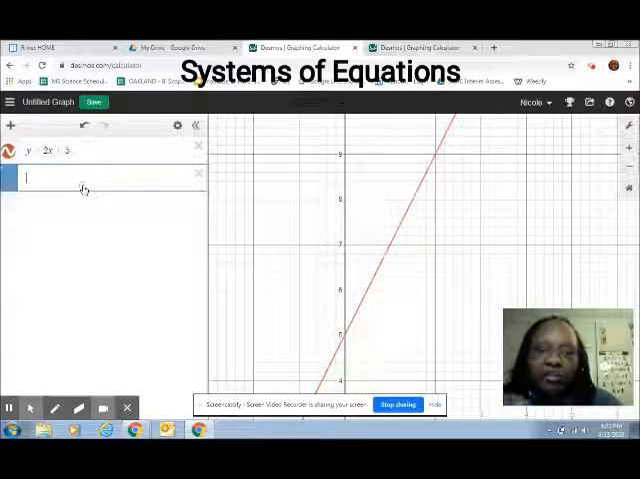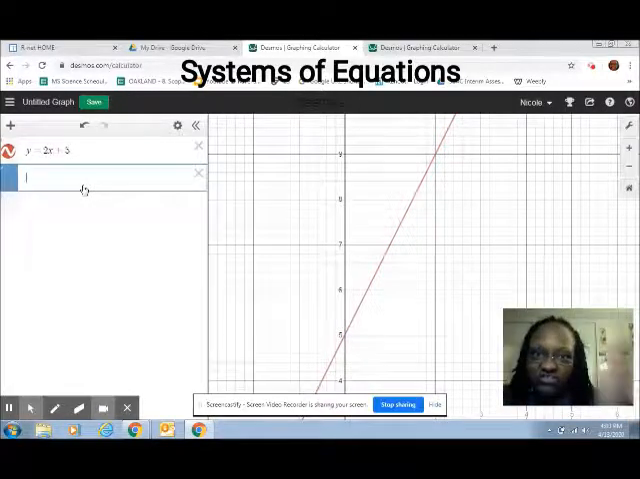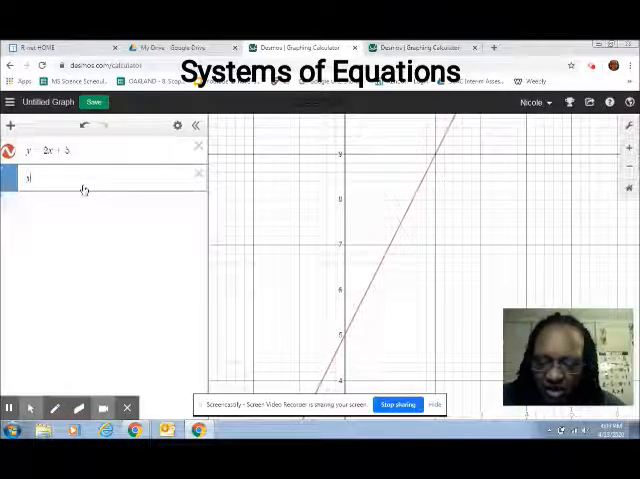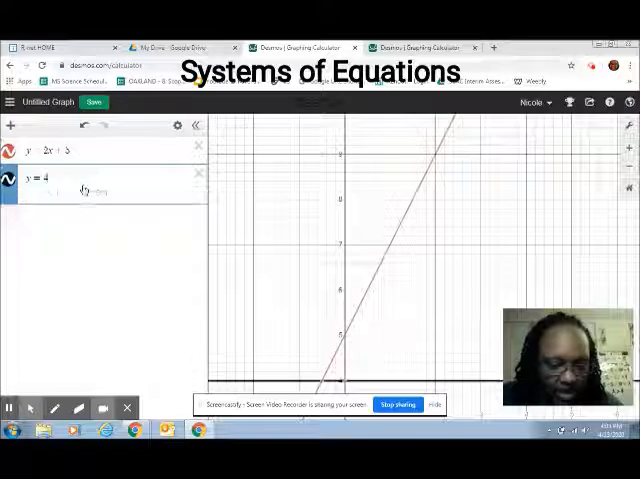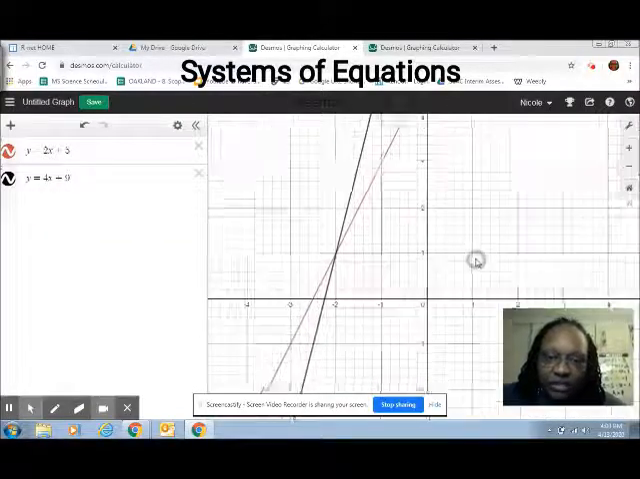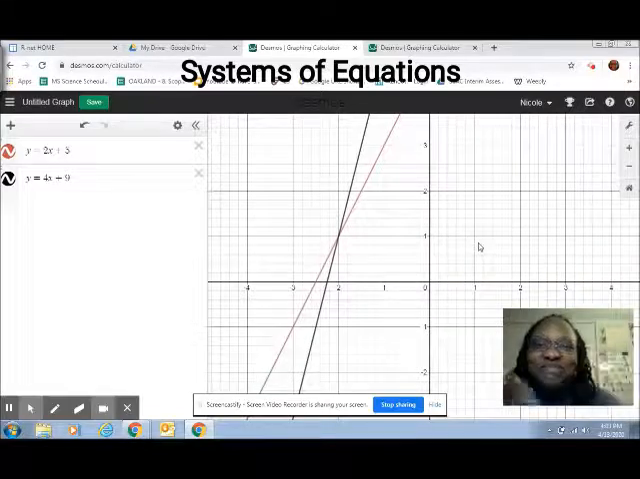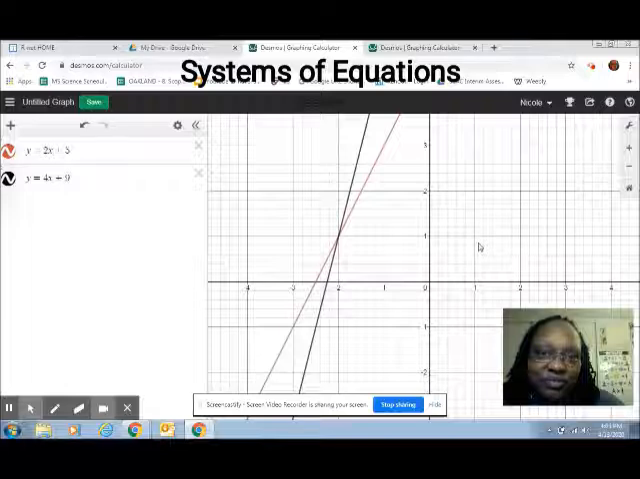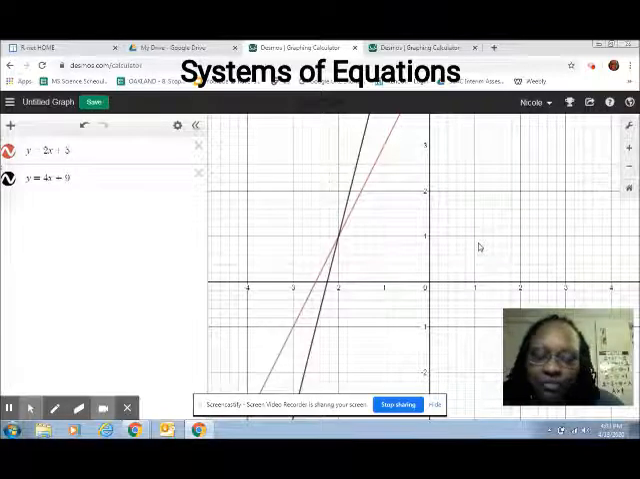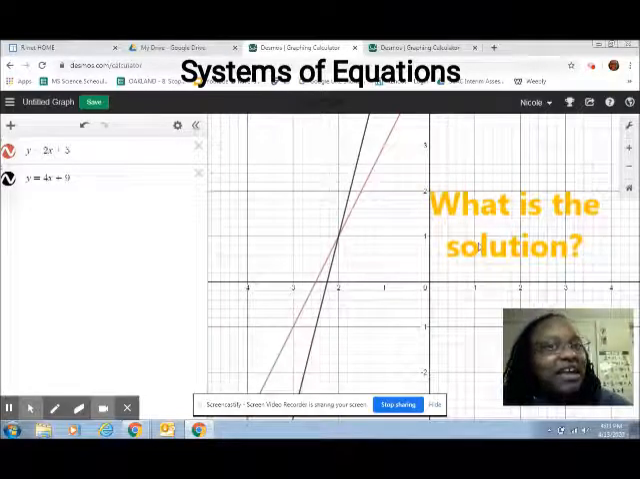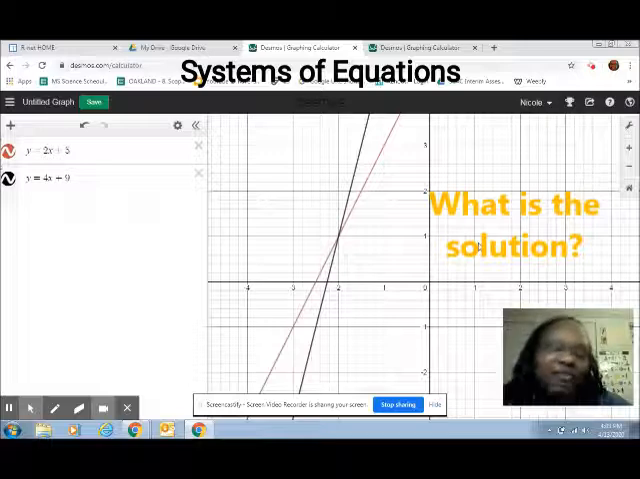But if I graph another equation on this same graphing mechanism, let me just type a random one. Y equals 4x plus 9. So now we have a system of equations. A system is just two or more equations. But the question is, what is the solution to the system? That's the main question you guys are going to be answering, or what type of solution.